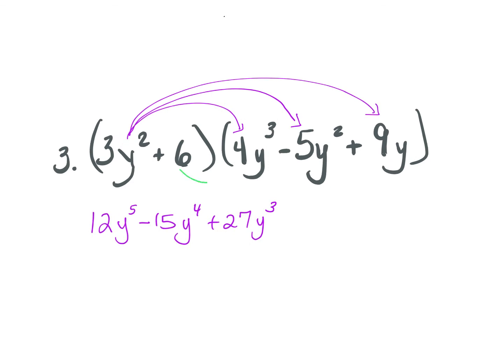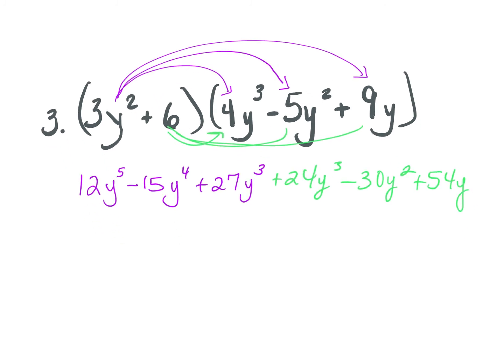Same exact thing. So 6 times 4y cubed. 6 times 4 is plus 24y cubed. 6 times negative 5y squared. Awesome. Negative 30y squared. And then 6 times 9y.